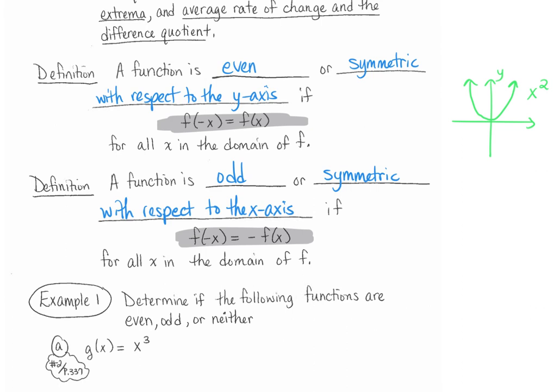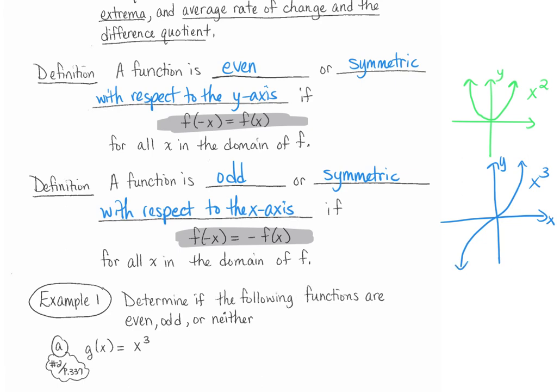What's an example of an odd function? X cubed. Good. X cubed, because it's symmetric with respect to the x-axis. That's an example of an odd function.